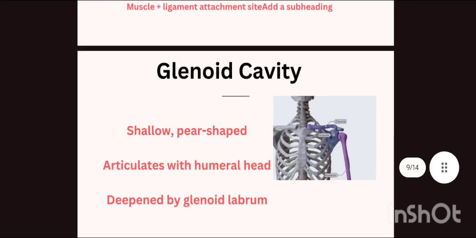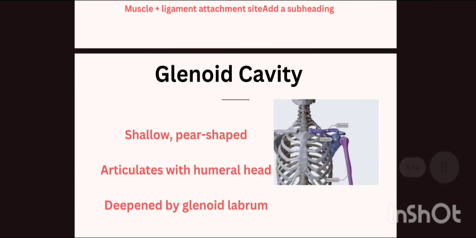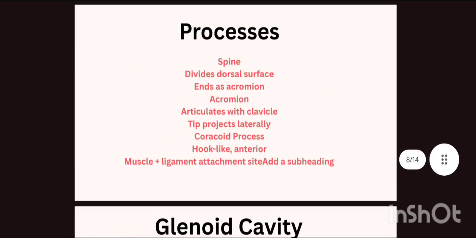Above the cavity, we have the supraglenoid tubercle for biceps. Below, we have the infraglenoid tubercle for triceps. So it's just biceps above and triceps below. Processes. Now we come to the processes of the scapula. These are like small extensions. We have three main ones.